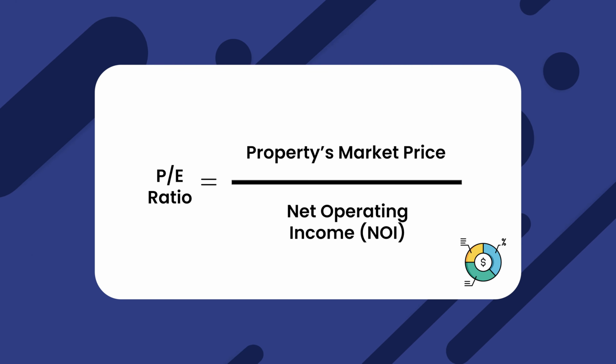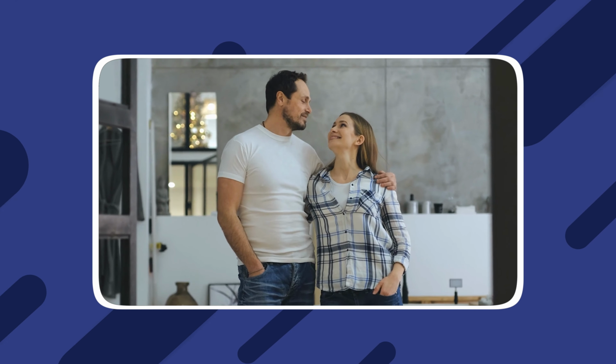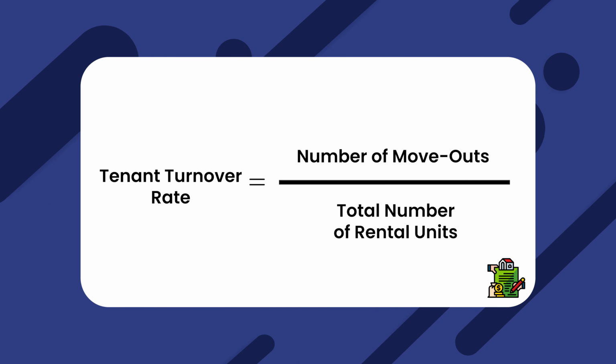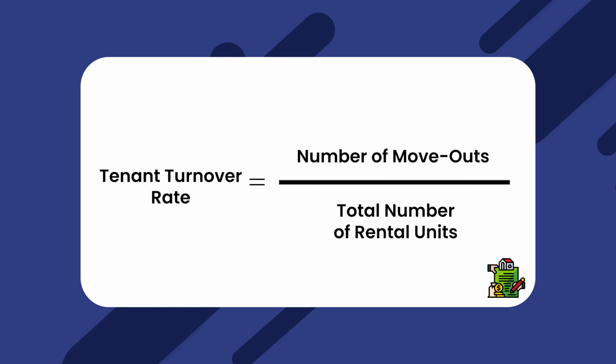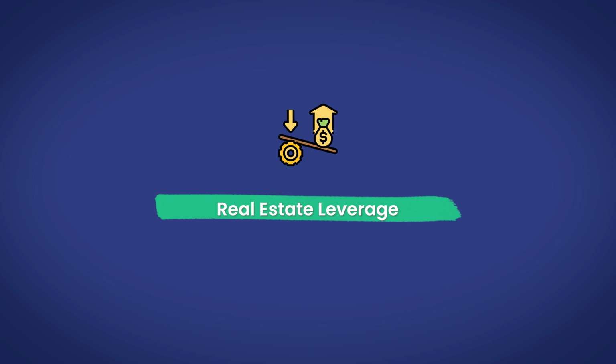Number 11 on the list is the real estate turnover rate. No one likes a revolving door. The turnover rate shows how often tenants change. High turnover can dent your profits. Turnover rate is calculated by dividing the number of tenant move-outs during a specific period by the total number of units in your property. And finally, the 12th item on the list is real estate leverage.